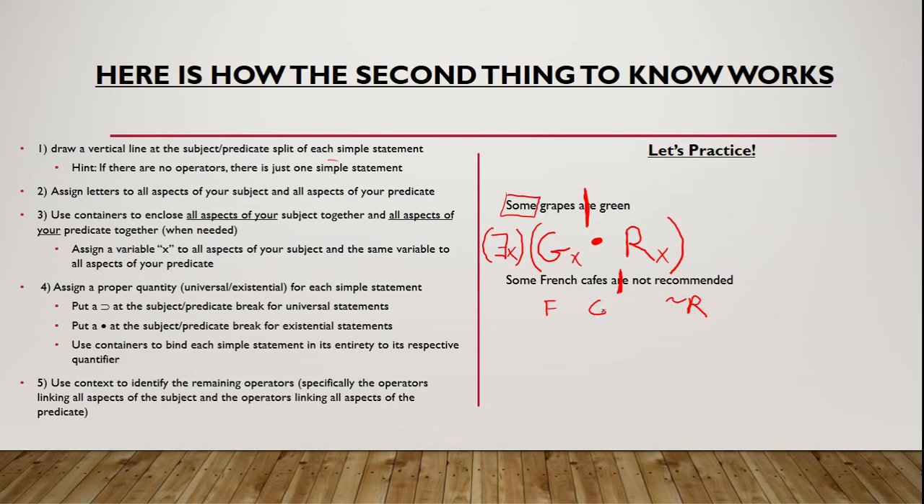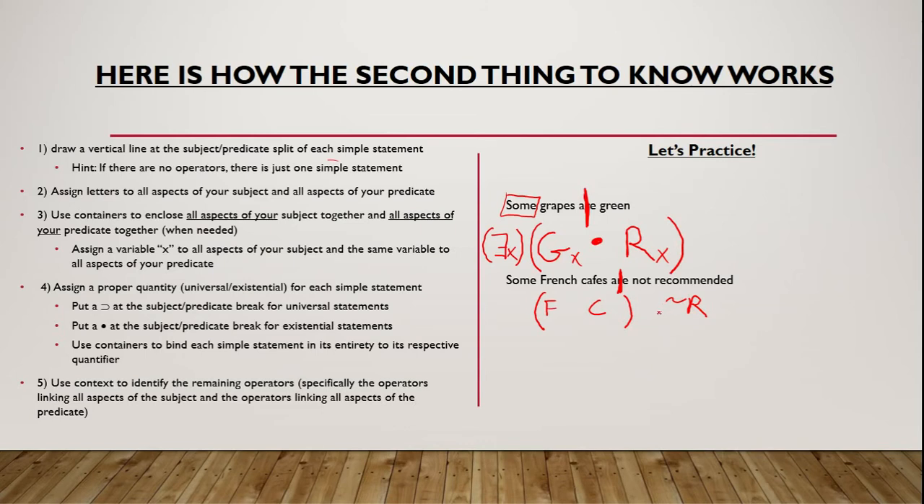Use containers to enclose all aspects of your subject together and all aspects of your predicate together when needed. In this case, our subject has two components. It is French and it's a cafe. So we're going to enclose that all together now. The predicate, not recommended, doesn't need any containers.